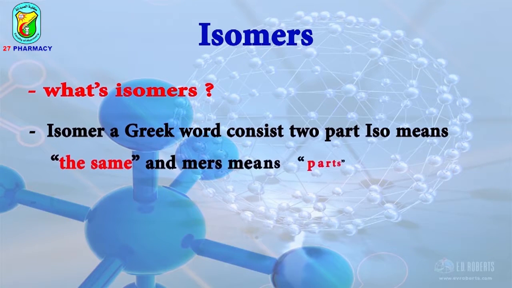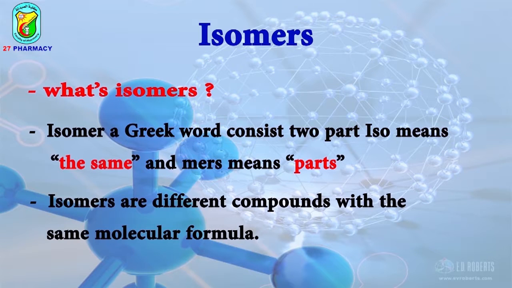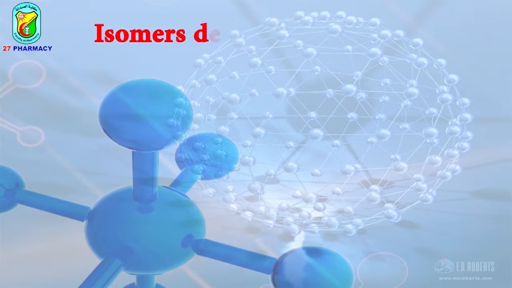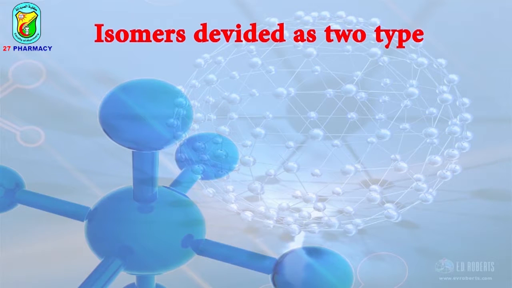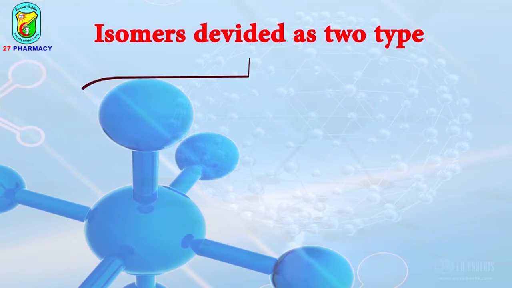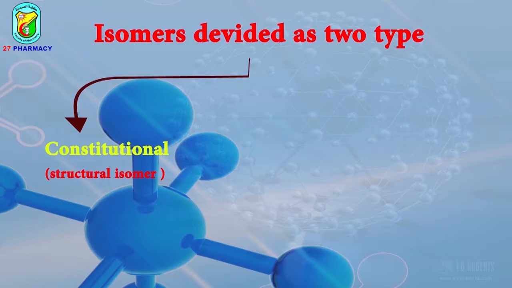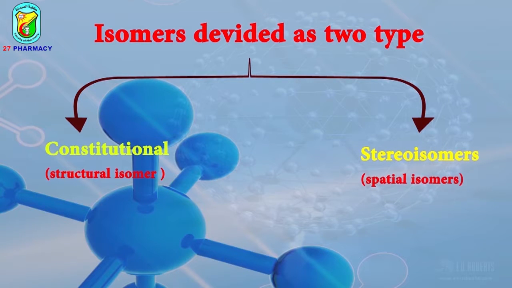Isomer is a Greek word that consists of two parts. Iso means the same and mers means parts. Isomers are different compounds with the same molecular formula. Isomers are divided into two types: constitutional isomers and the second one, stereoisomers.